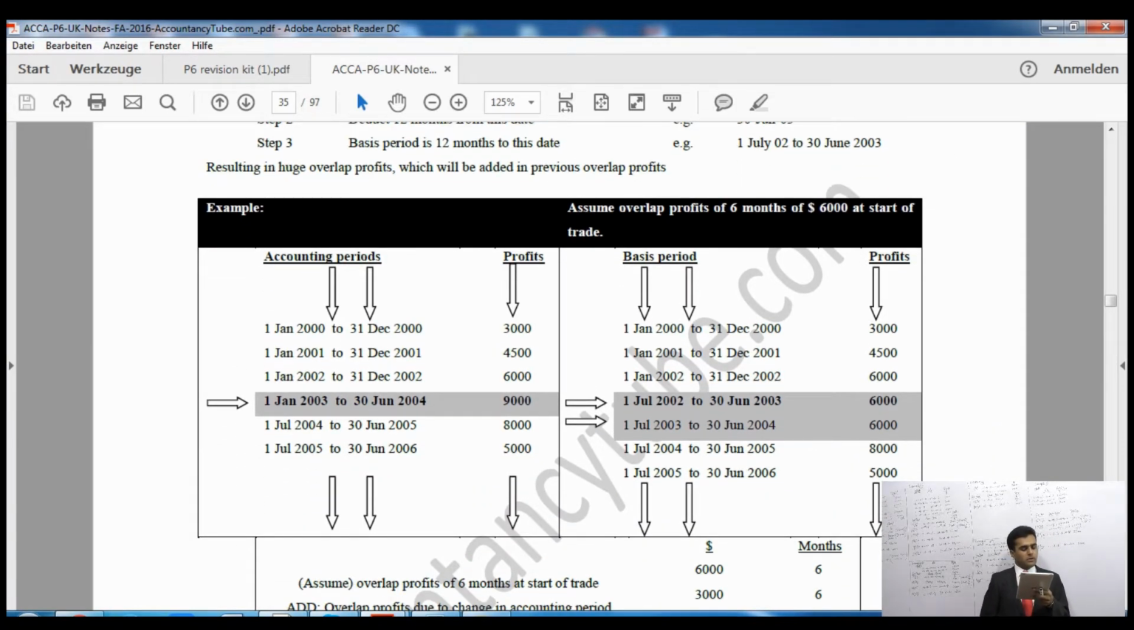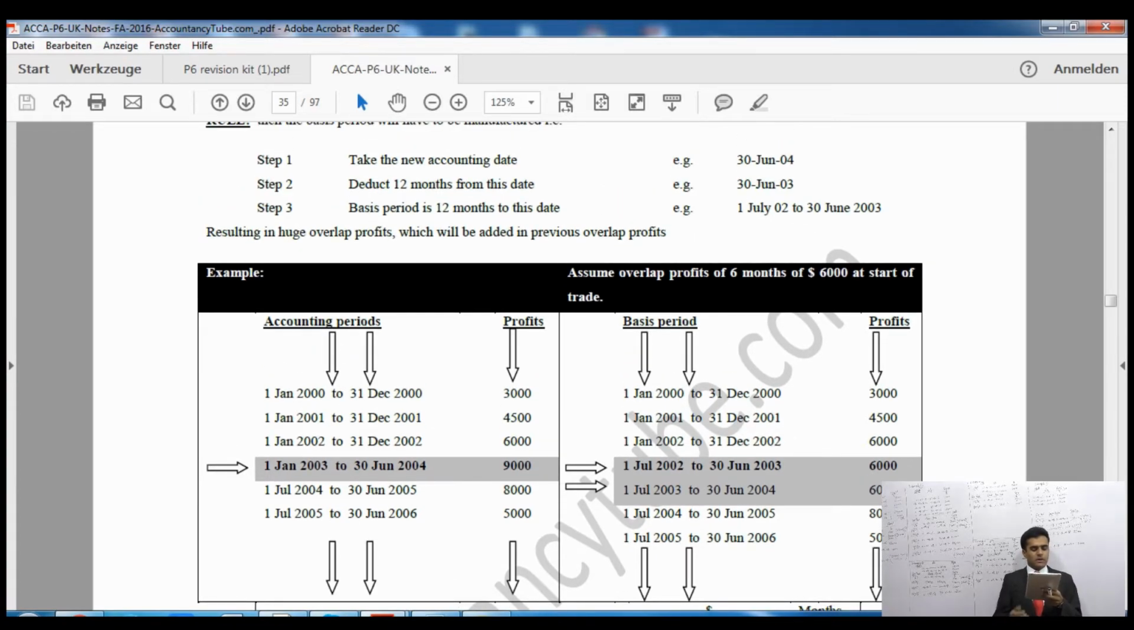Although it is 18 months long, if you look at 31st of December 2002, which tax year is it? It is 23. Now if you look at 30th of June 2004, which tax year is it? 45, right? So there is an accounting date in 23 and then there is one in 45. There isn't any accounting date in tax year 34, right? So it was so long that there was no accounting date in tax year 34.